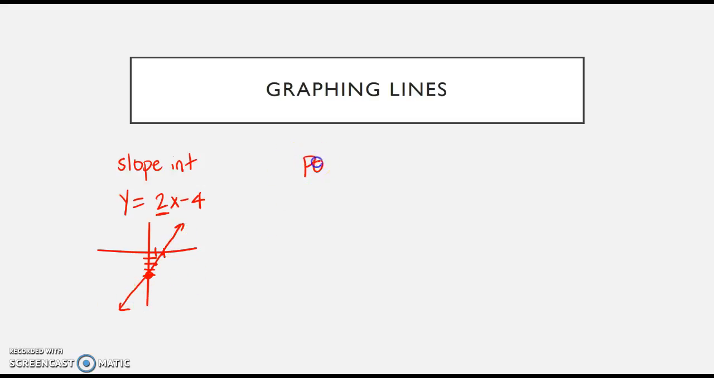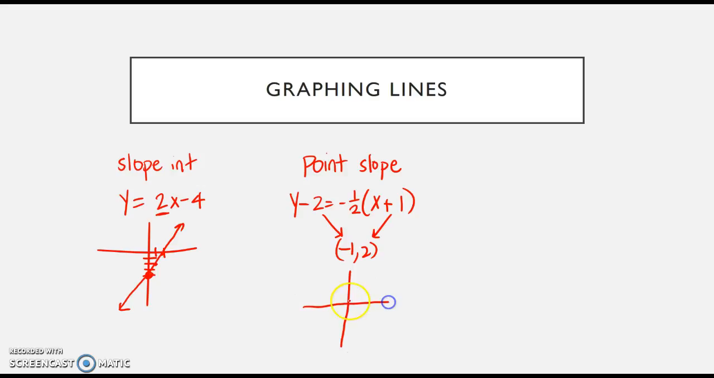If I'm in point-slope form, so when I'm given the point and a slope, for example, y minus 2 equals negative 1/2 times x plus 1, I'm going to use the point that I'm given. My x comes first, it's the opposite sign, so that's negative 1, and then my y is positive 2. So I'm going to go on my graph to that point, negative 1, positive 2.